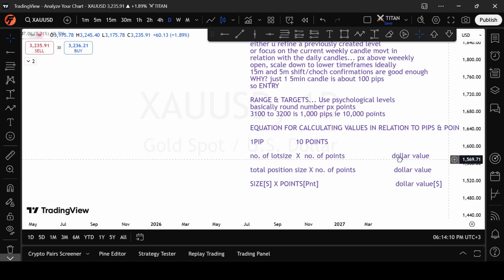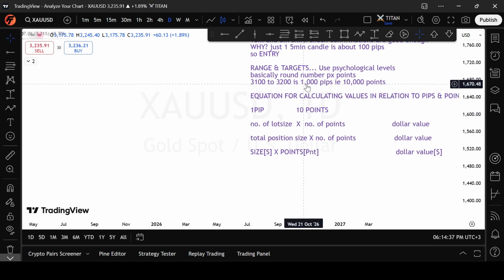To get the range and targets, we use psychological levels around round numbers. Since we are now above the price point of 3,000, we are looking at these numbers: 3,100, 200. Right now we're at 3,200. We're expected to go to 3,300, and probably after that 400 and 500. Already, just from 3,100 to 3,200, it's 1,000 pips, or 10,000 points. Same thing from 3,200 to 3,300.